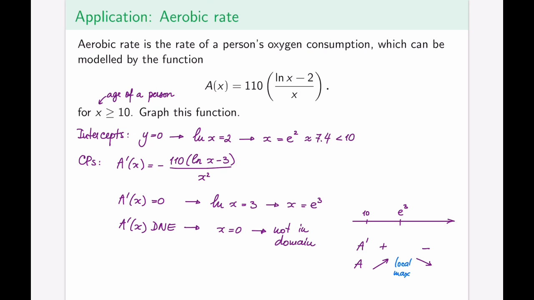Next up is investigating what happens to the second derivative. Now, as I said already, I'm not going to go through computing the actual derivatives here. You can do so yourself. I am simply going to write down what the second derivative actually is. So the second derivative in this case is going to be equal to this expression, minus 110 ln x minus 7, all over x cubed.